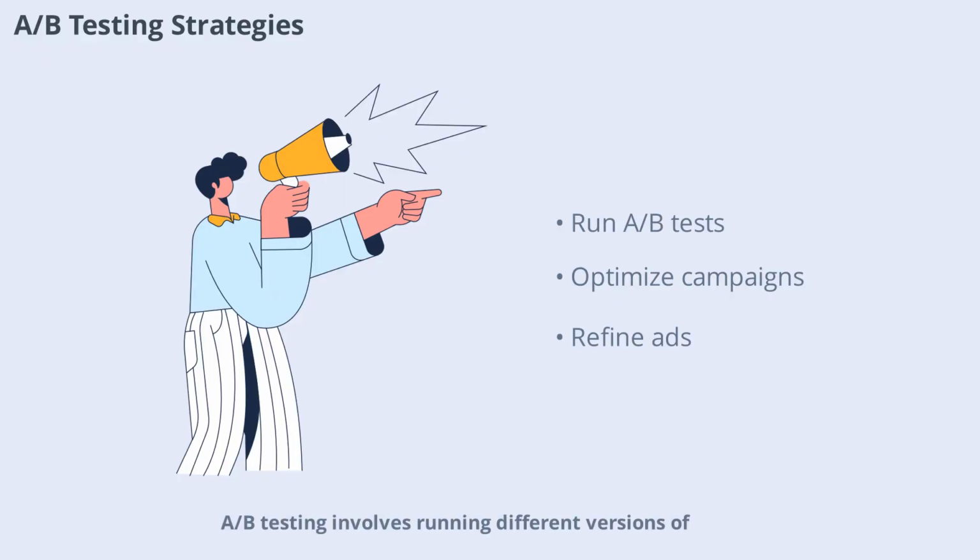A/B testing involves running different versions of your ads to see which performs best. Test headlines, descriptions, and visuals to optimize your campaigns. Use the results to refine your ads and focus your budget on what works, minimizing wasted spend.